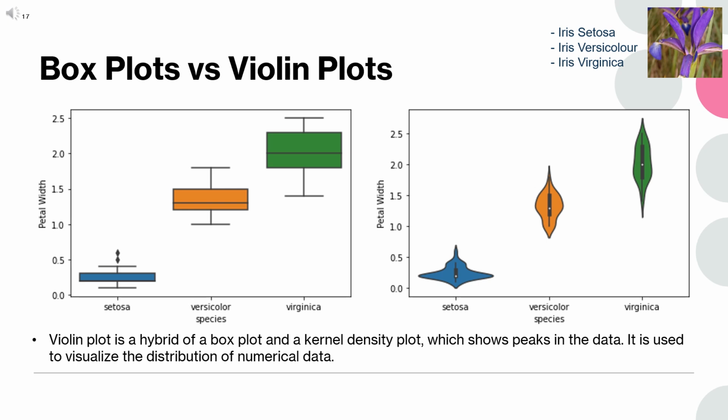The wider sections of the violin indicate areas with a higher frequency of data points, while the narrower sections represent lower frequencies. Violin plots are particularly useful for visualizing complex data distributions, as they allow for a clear understanding of the data's shape, spread, and central tendency. This makes them an excellent tool for comparing multiple groups or categories, as they convey more information than traditional box plots, enabling analysts to identify patterns and insights within the data more effectively.